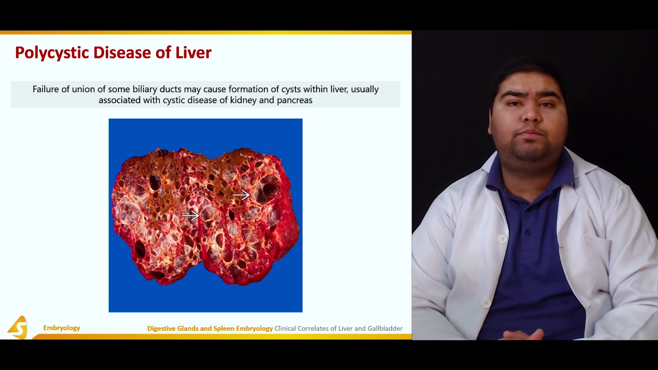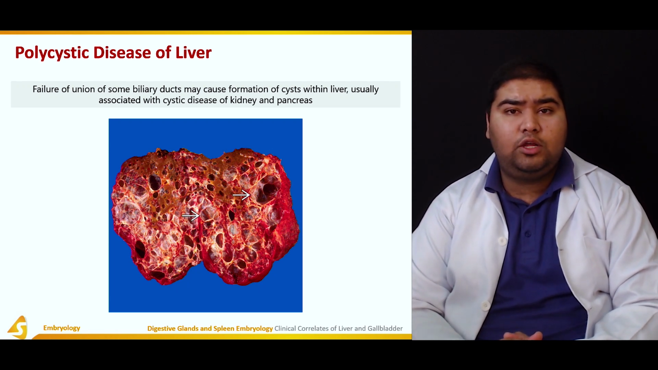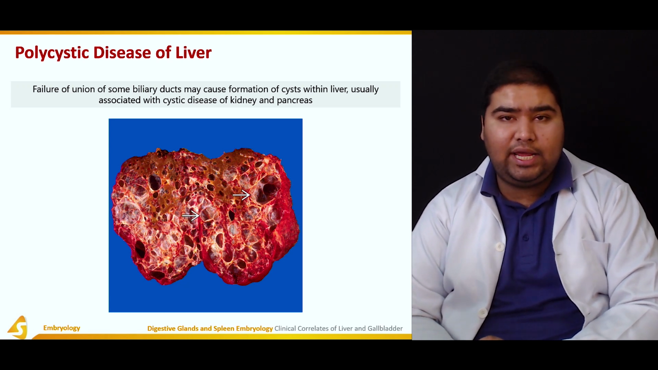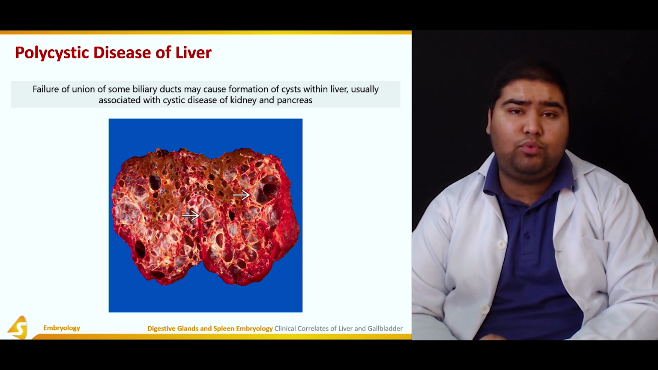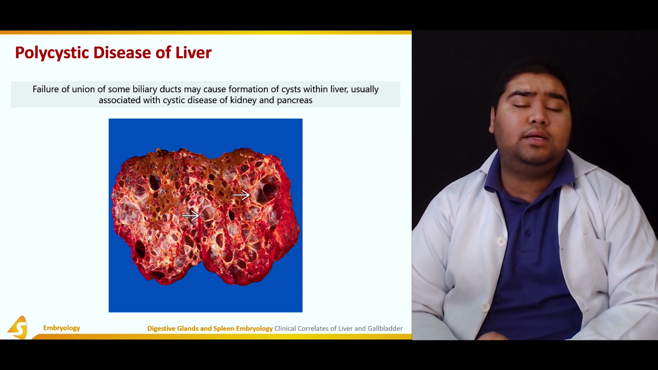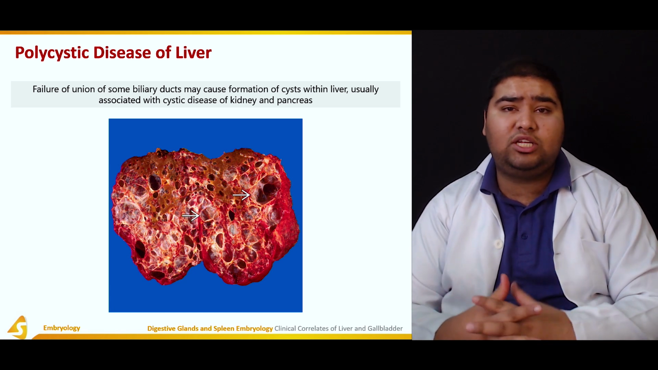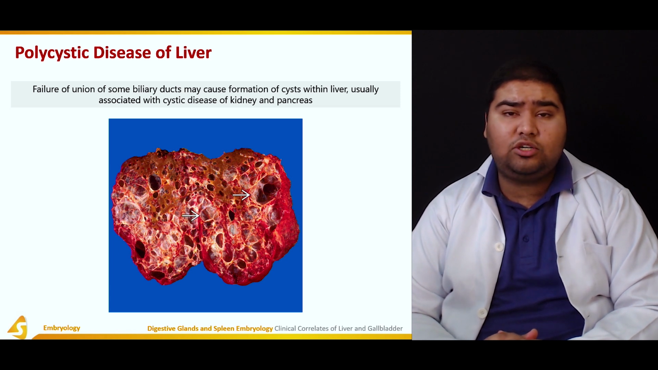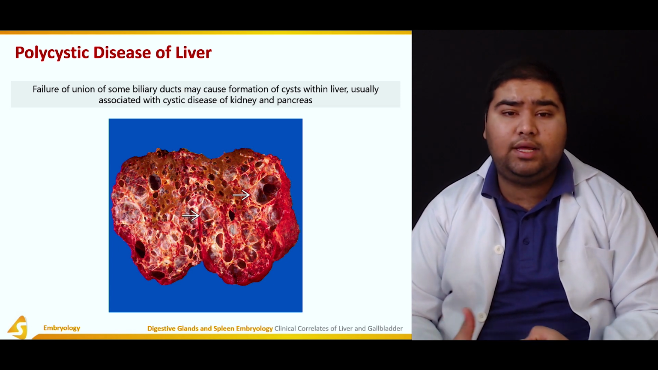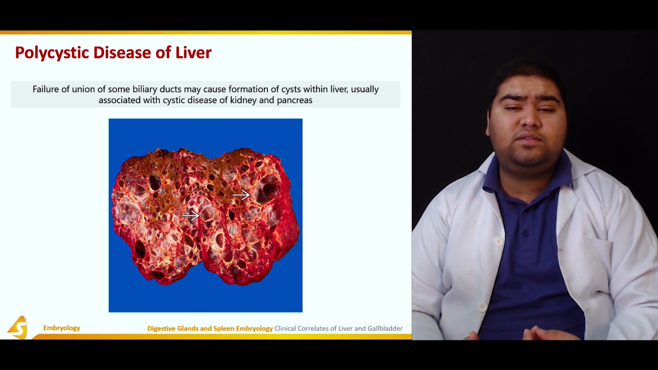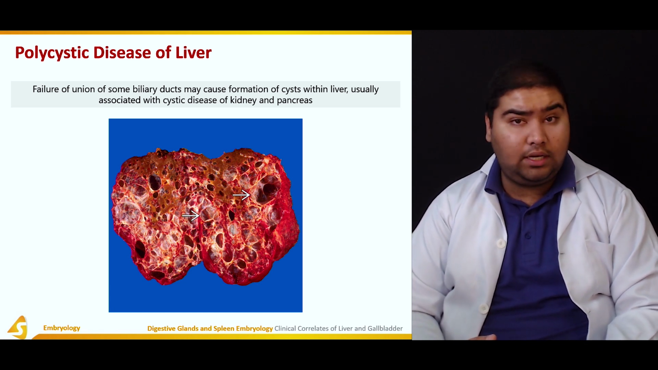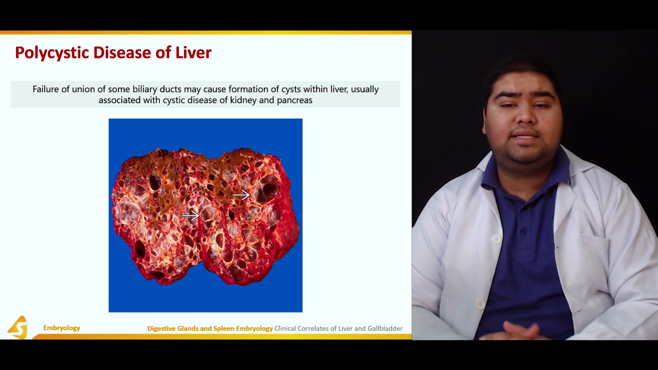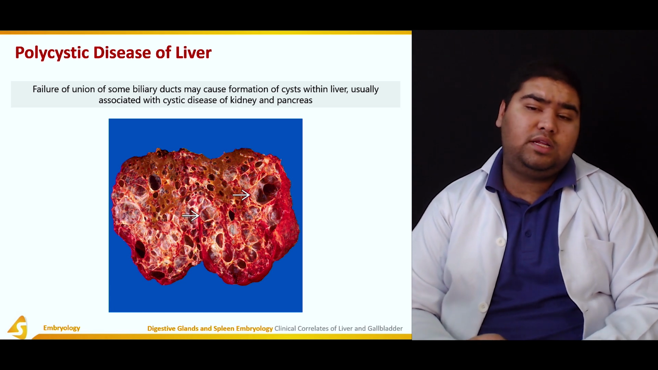So moving on, we have polycystic disease of the liver. From the name it's clear: poly is multiple, cyst is dilation, so there would be multiple cysts within the liver. Since the liver is an organ that is full of conducting channels, there would be a lot of cysts in the liver, as a result of which the liver would be nodular in structure. So there's failure of union of some biliary ducts.